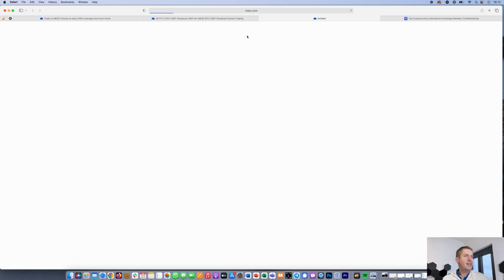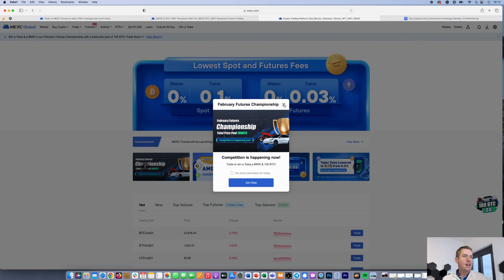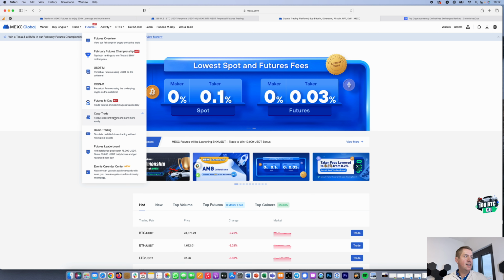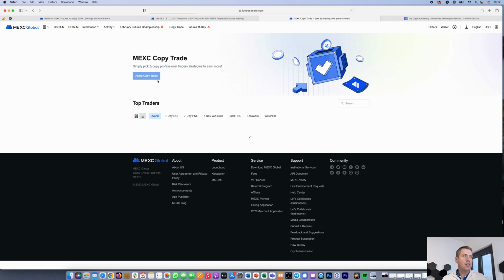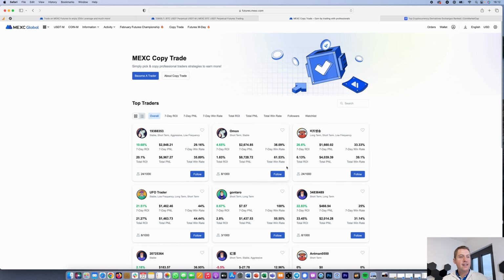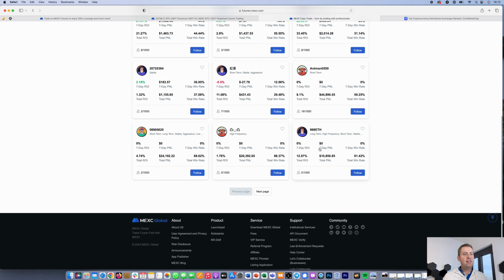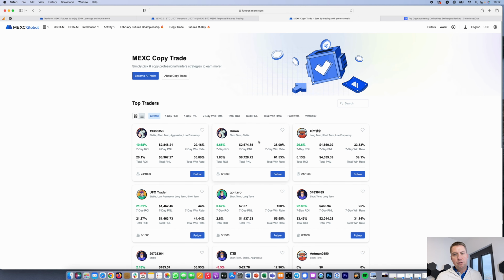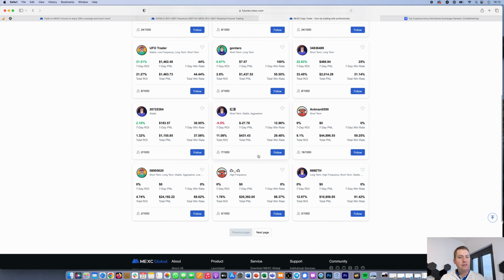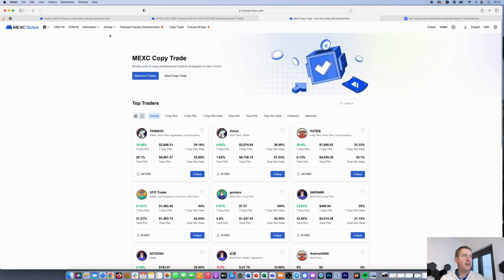And there are several other things you can do on MEXC Global. There's, for example, a copy trade feature. There you can see different traders on the exchange, and you can see their return on investment for 7 days in total and how much they invested, and you can follow them and automatically execute the trades that they are doing. So you don't really have to trade, they will do the trading for you and you don't have to do anything. So that's basically follow trading.